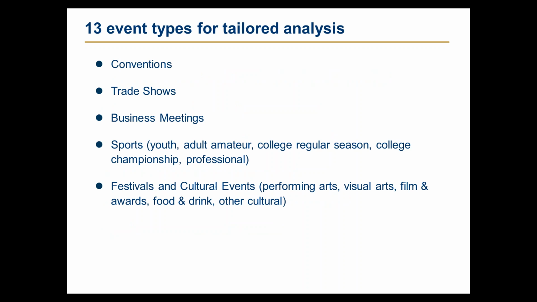The Event Impact Calculator includes 13 distinct event types, and each of these event types has unique underlying data that provide a tailored analysis for that particular event. So the meetings module includes conventions, trade shows, and business meetings. The sports module adds 5 additional event types. And the festivals and cultural events module, again, adds another 5 with individual event impact analysis for each of those 5.